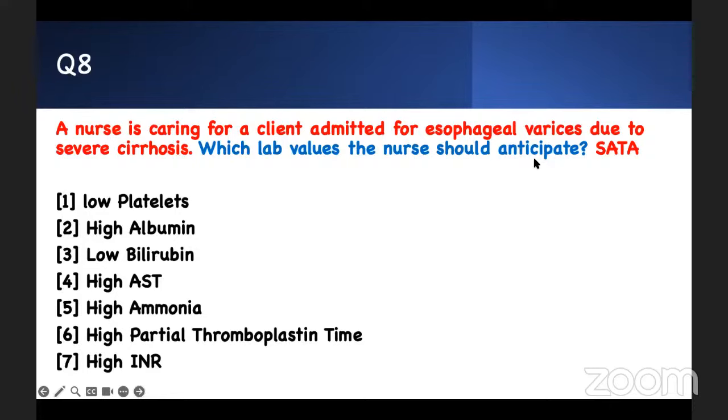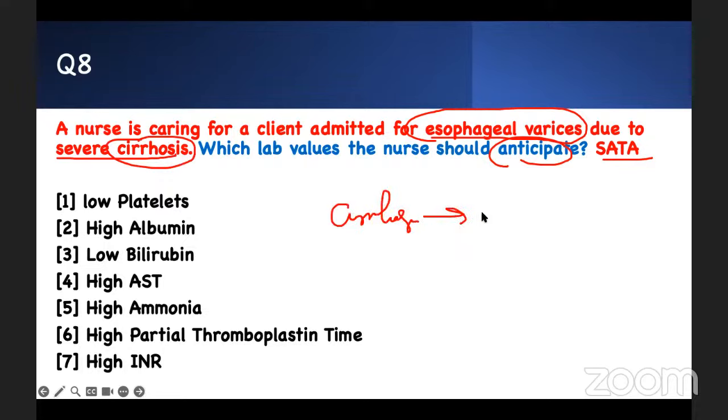Which lab value should the nurse anticipate? Select or apply. A nurse is caring for a client admitted for what? Esophageal varices. Due to what? Severe cirrhosis. So he's bleeding and he has severe cirrhosis. All you need to do is take cirrhosis and you say liver failure. What is that?